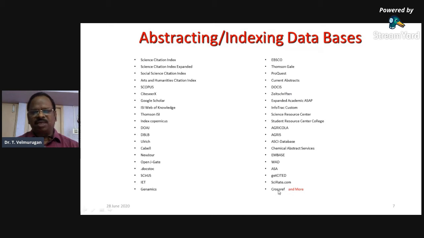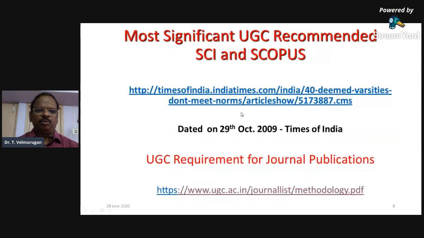Crossref is the company. Finally, this Crossref is the DOI provider. The Digital Object Identifier provider is the Crossref company. So these are some very famous ones. EBSCO is library-oriented software databases. These are all available.